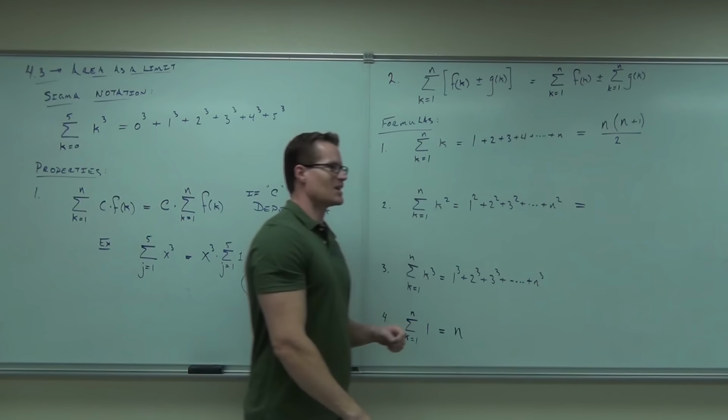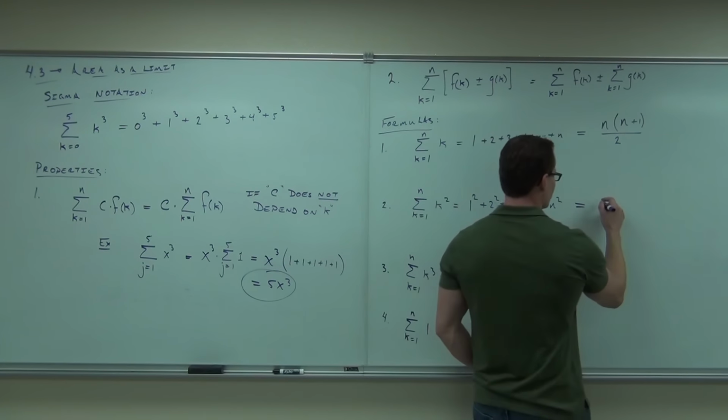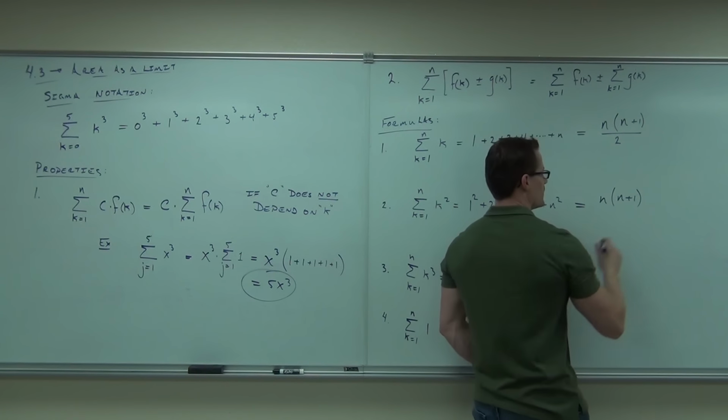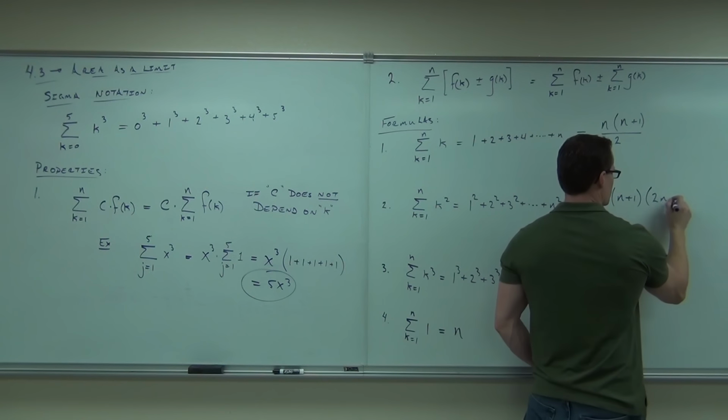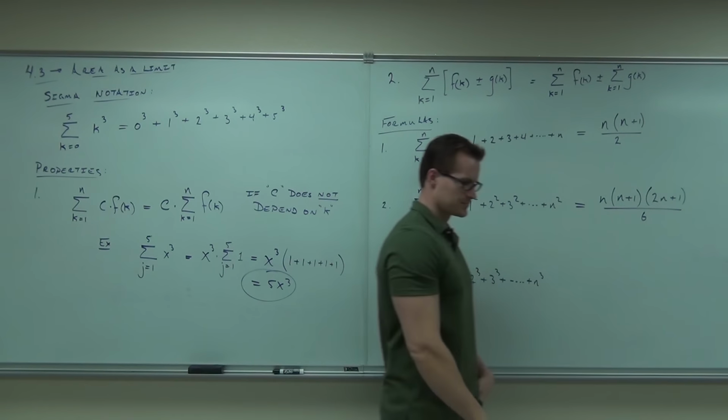Okay, the second one's a little bit more advanced. The second one says, what you're going to do is take n times n plus 1 times 2n plus 1 and divide by 6. And that'll do it.